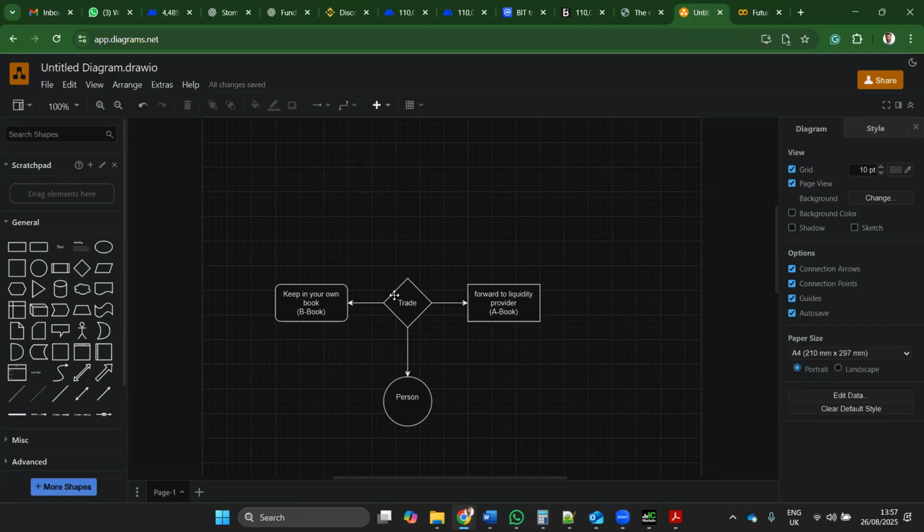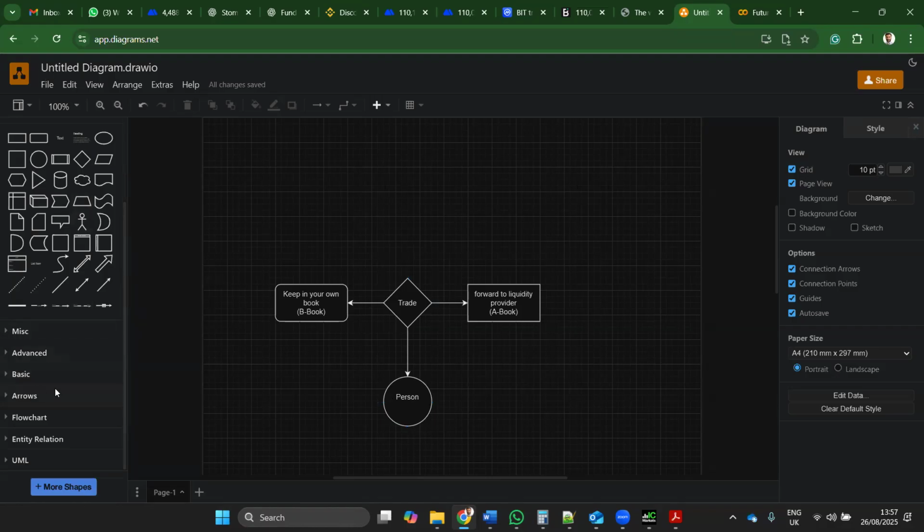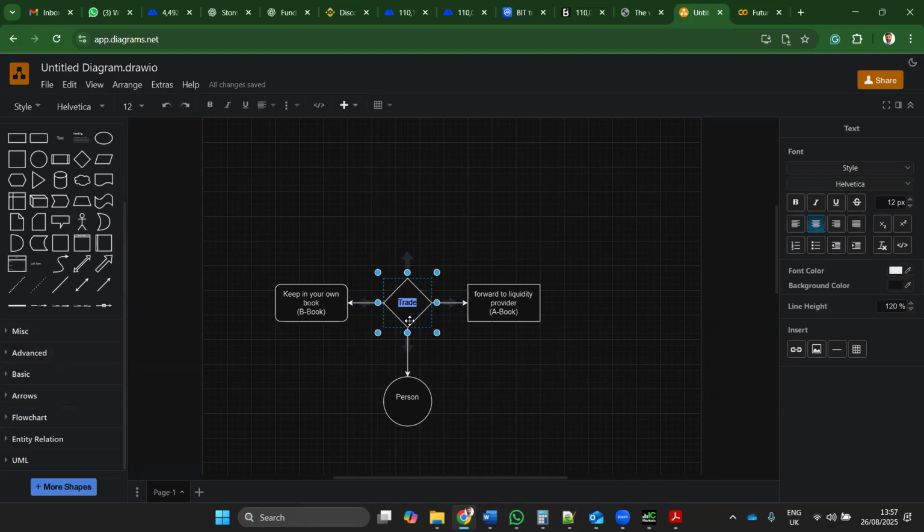Now the broker has an option. So let me write a broker here. So broker, this is the decision, this is the trade. Let me maybe write it here, or let's call it broker decision.